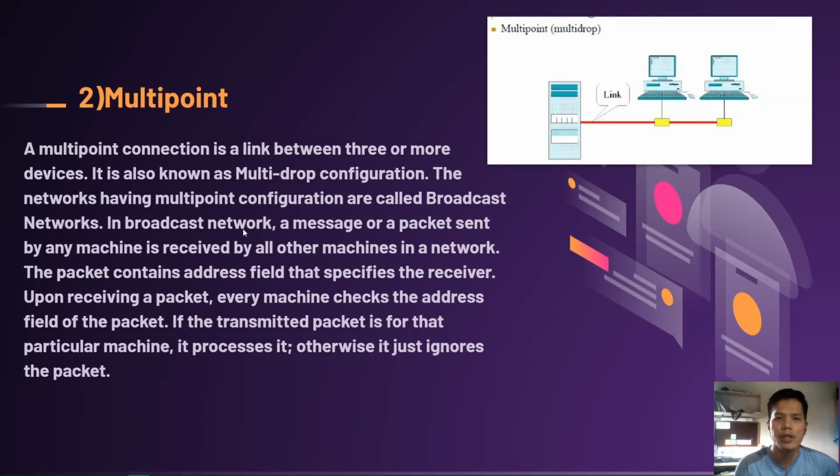Multipoint connection is linked between three or more devices. It is also known as multi-drop configuration. The networks having multi-point configuration are called broadcast networks. In a broadcast network, a message or a packet sent by any machine is received by all other machines in the network. The packet contains an address field that specifies the receiver. Upon receiving a packet, every machine checks the address field of the packet. If the transmitted packet is for that particular machine, it will process it, otherwise it just ignores the packet.